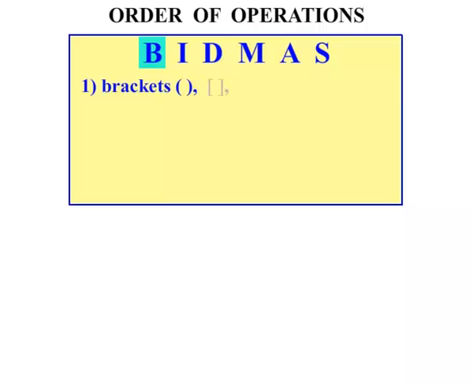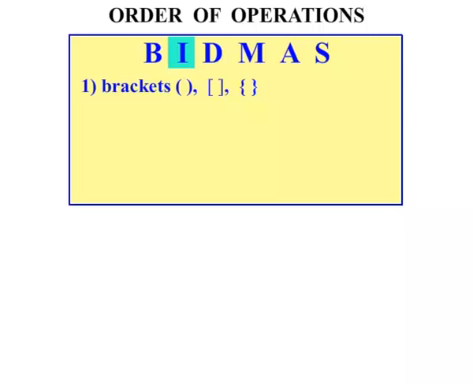In this lesson we do some work on order of operations. Now I'm going to start with a funny sort of word, BIDMAS. Each letter stands for something. The B stands for brackets. We've called them brackets, but they could be parentheses, brackets, or braces. We're going to call all of those brackets just for ease of use.